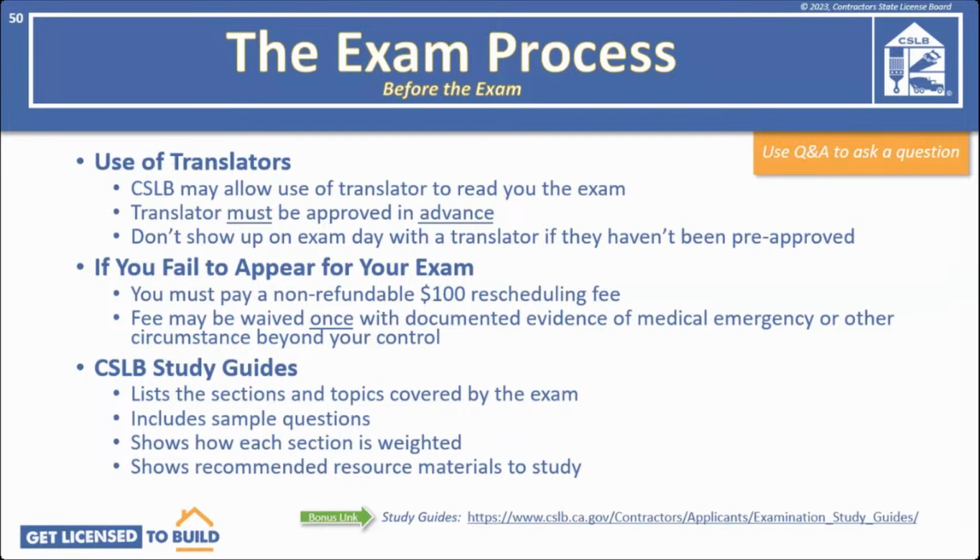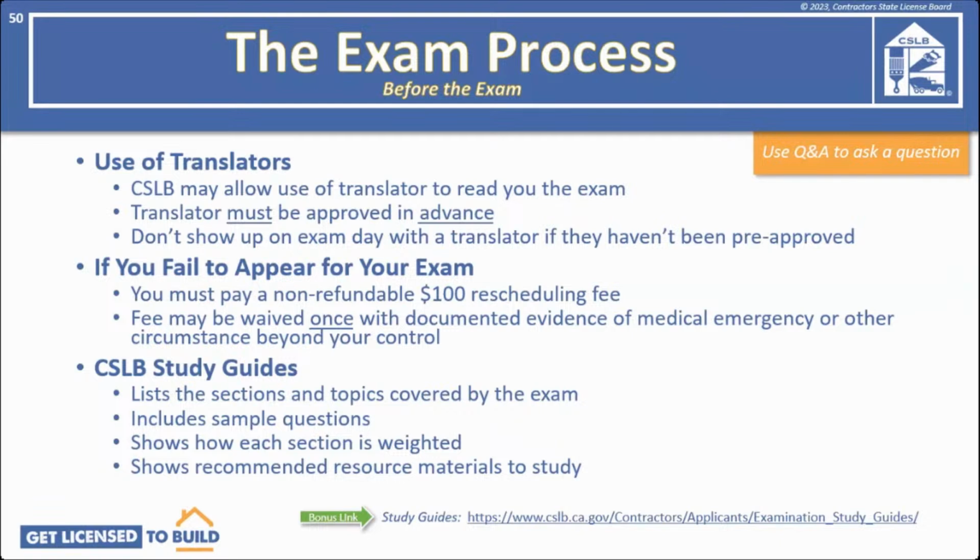You cannot just show up on the day of your examination to the test center with someone to translate the exam for you. When you have an exam date, make sure that you do not miss it. If you fail to appear for your exam, you will have to pay a non-refundable $100 fee to reschedule. That fee may be waived once with documented evidence of a medical emergency or other circumstance beyond your control.